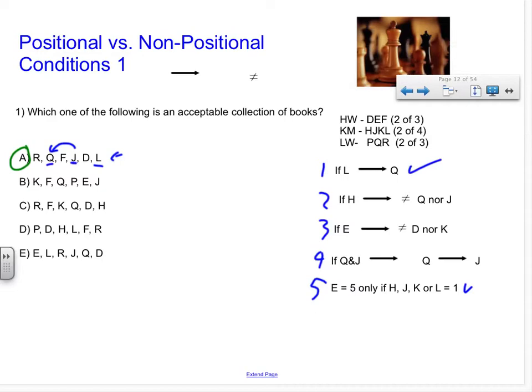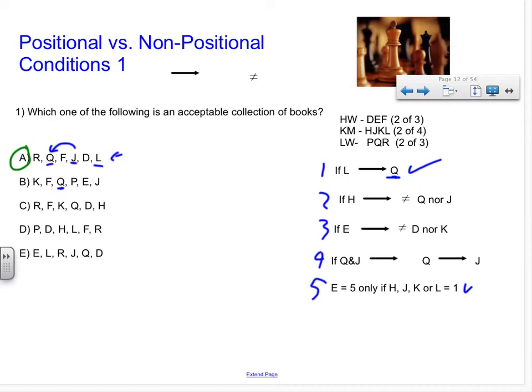Recall, Q can appear without the L appearing, but if L appears, the Q has to be there based on the condition. It's a necessary versus sufficient type of condition. For L to appear, it's necessary for Q to be there, but Q can be there without L having to be there.